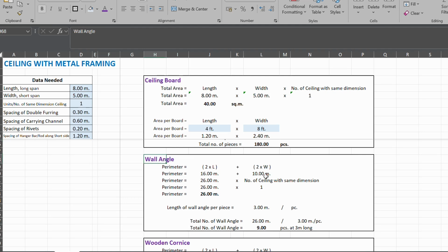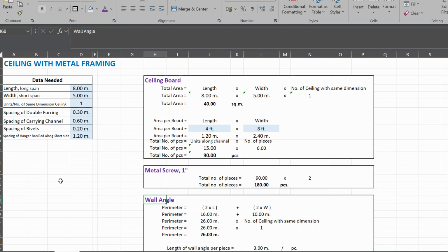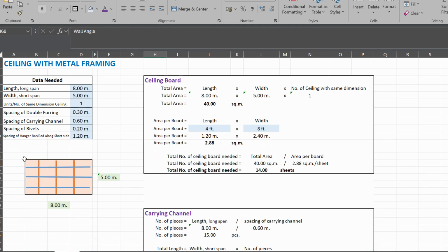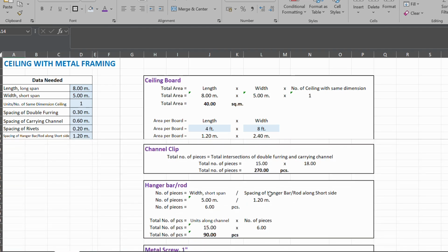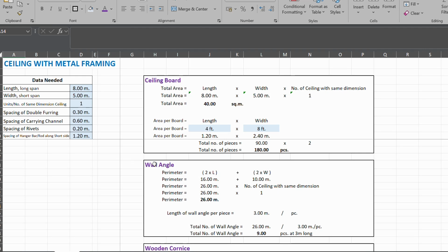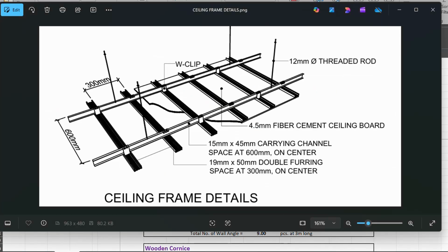So, wall angle. It should be placed here. Wall kasi. Doon sa wall, dikit mo sa wall. If this is the side of the wall, dyan mo idikit yung wall angle dito. So, perimeter talaga, kasi yung wall angle, it will carry the ceiling board.